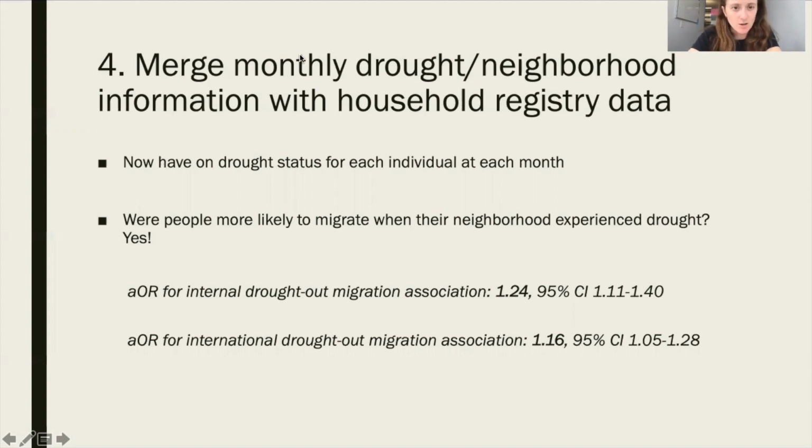So the adjusted odds ratio for internal drought outmigration association was 1.24, meaning experiencing drought in the past year was associated with a 24% increase in the odds of outmigration, and pretty similar for international outmigration with an odds ratio of 1.16.